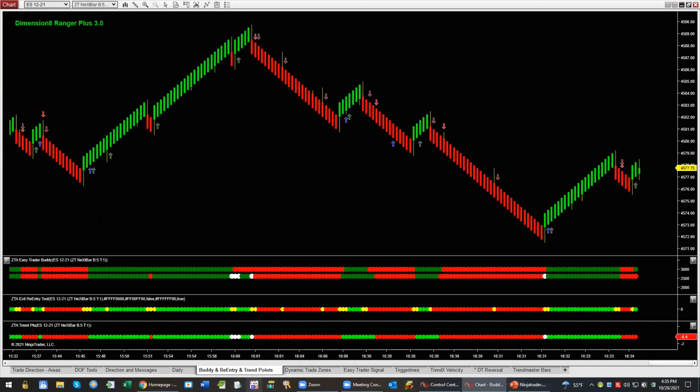Here's the buddy and the reentry and the trend. Okay, here's the Easy Trader Buddy, and you can see when the two dots line up here, you get an arrow down. When the two greens line up, you get an arrow up. Here's the exit reentry tool. This is quite a good indicator too for pulling the trigger. Again, cool colors up, warm colors down. And you can see the arrows plot, and those arrows become important for programming the ATM entry assistant to be able to get into a trade automatically.